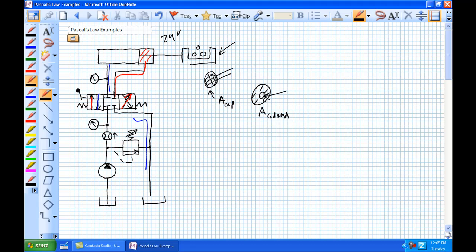Okay? So pressure rises and rises until 4,000 pounds of force is generated, and the cylinder retracts. And now it's reached the limit of its travel, and the pressure in here continues to rise until it reaches the pressure relief valve setting, and it dumps P to T.